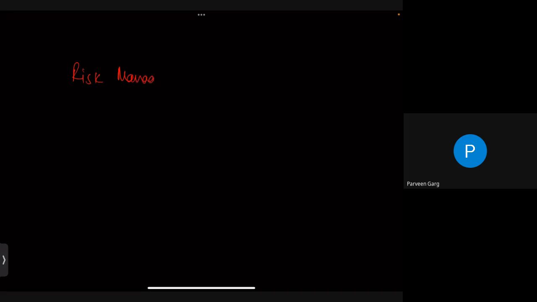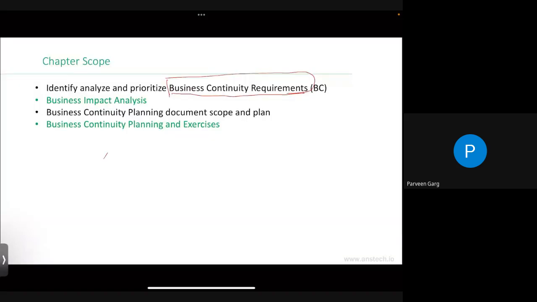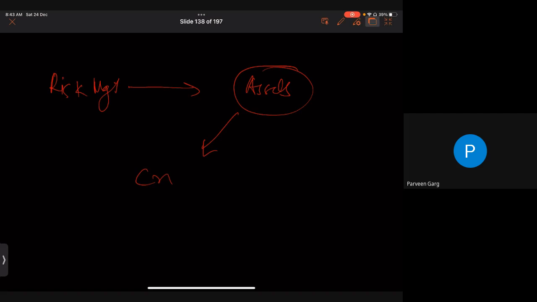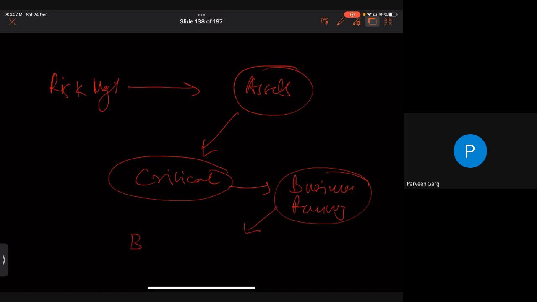by business continuity, we mean that risk management was to assess risks to assets. Okay. Now, which are the assets which are critical to keep the business running? Okay, that is basically understanding what the business continuity requirements are. If these critical assets fail, then it will lead to a business outage.